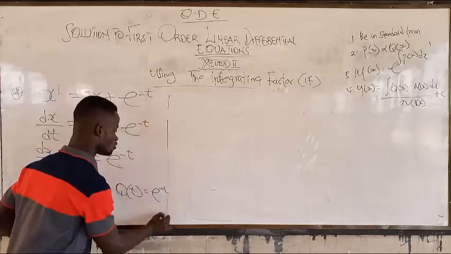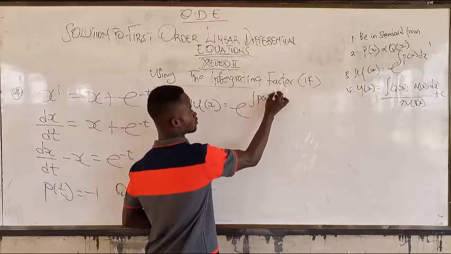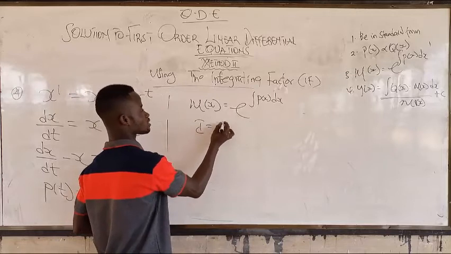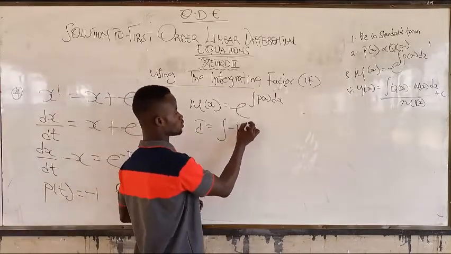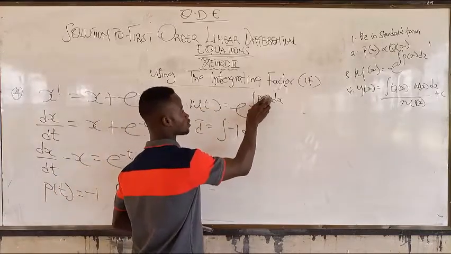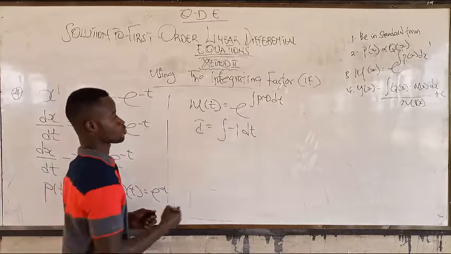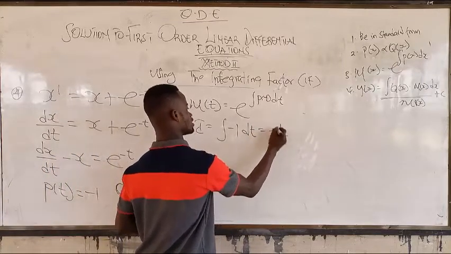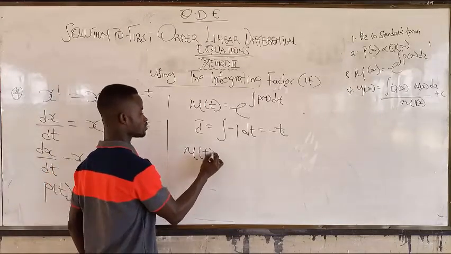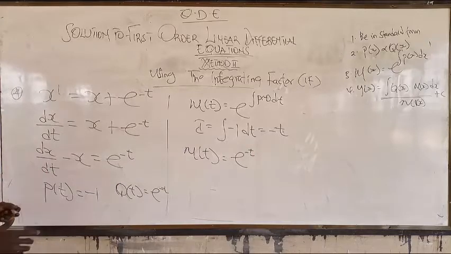Then we move on to find the integrating factor. So we go for the integral part, negative 1, beautiful. With respect to t, so we need to rewrite the formula. Do the right thing, and this is going to give you negative T. Then we now conclude that the integrating factor is going to be e raised to the power negative T. Beautiful.